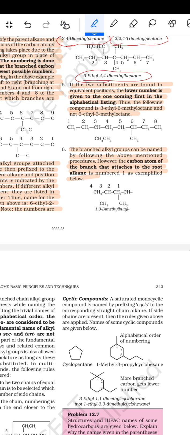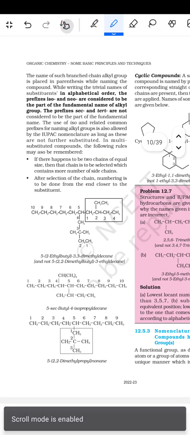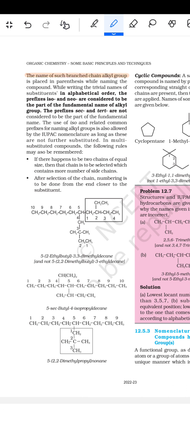तो इसका नाम हो सकता है 1,3-डाईमिथाइल ब्यूटाइल। उसके बाद फिर आता है कि the name of the first branched chain alkyl group is placed in a parenthesis while naming the compound. While writing the trivial names of the substituent in alphabetical order, the prefix iso and neo are considered to be the part of the fundamental name of the alkyl group. The prefix sec and tert are not considered to be the part of the fundamental name.